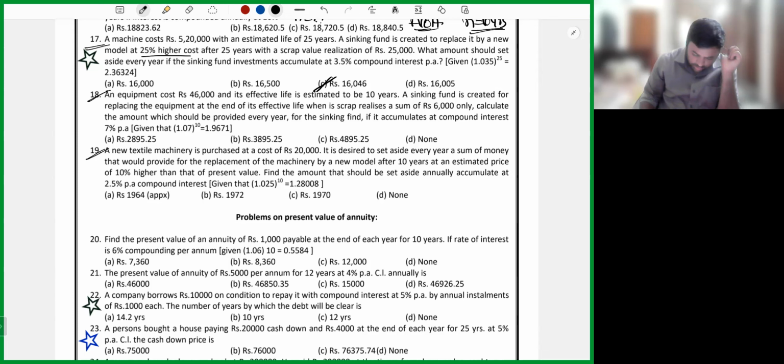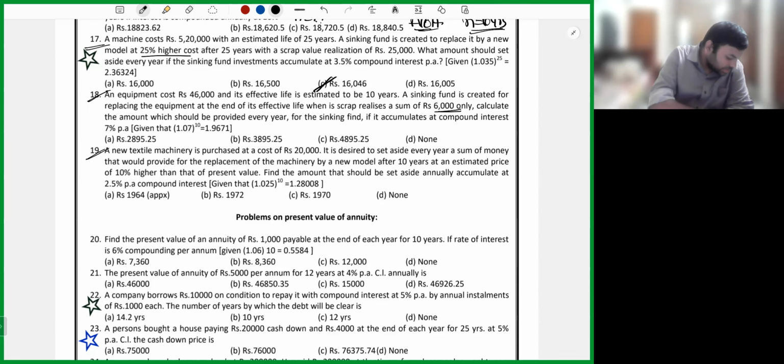Now, let's continue with the 18th one. He's telling an equipment costs 46,000 and its effective life is estimated to be 10 years. A sinking fund is created for replacing the equipment at the end of its effective life, when the scrap realizes a sum of 6,000 only. Calculate the amount which would be provided every year for the sinking fund. It accumulates at a compound interest of 7% per annum.